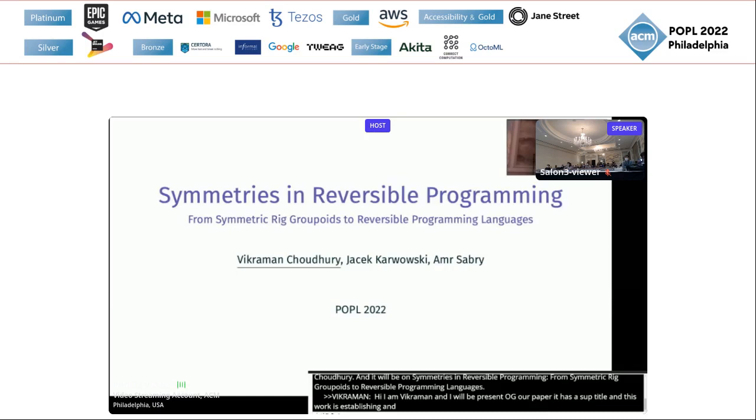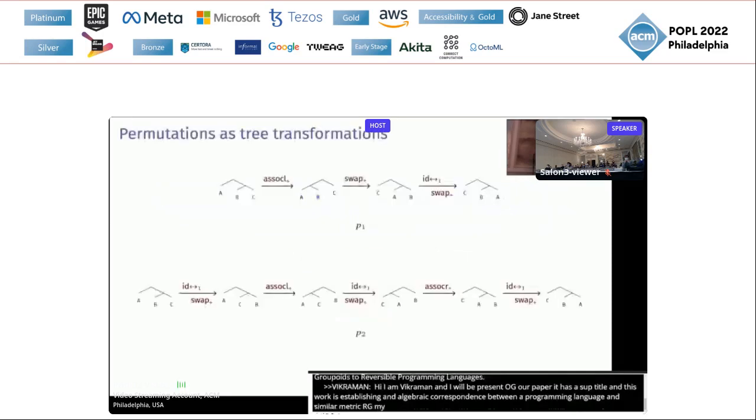So the first program, P1, performs three operations on this tree ABC. First, it associates to the left using this combinator called assoc_L. And then it applies a swap on the whole tree, moving from A plus B plus C to C plus A plus B associated to the right. And then the third step performs a swap on the bottom leaves of the tree, and that becomes CBA.